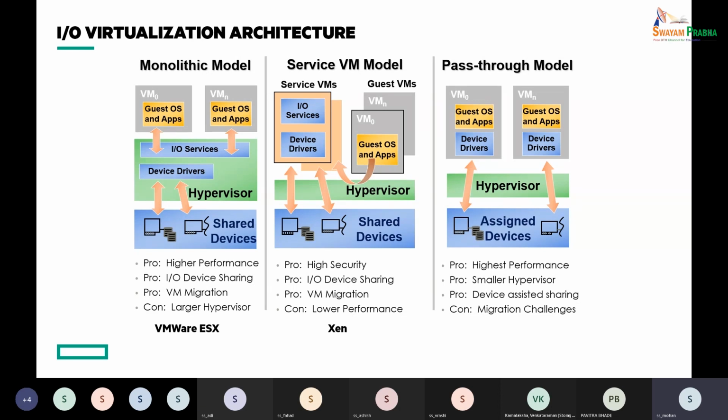So that's when people started thinking of the pass-through model, where you could directly assign I/O devices to the guest operating systems. And I will talk about technologies like SR-IOV, which came up in the PCI SIG to be able to handle such kind of direct assignment of I/O devices.